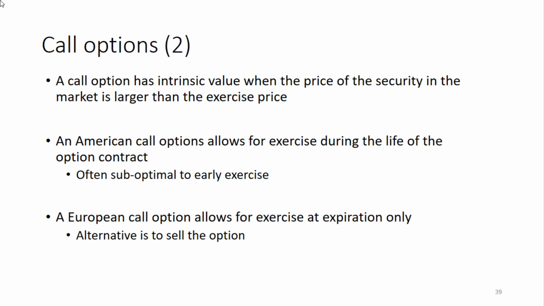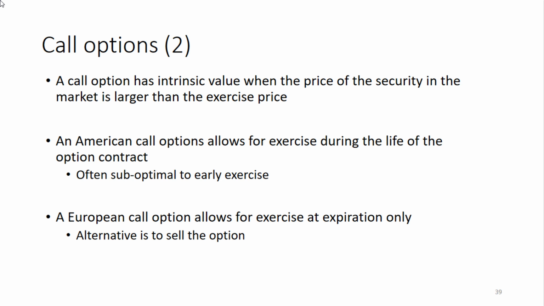Next to that, a call option has intrinsic value, and so the intrinsic value means that, say, if I have the right to buy against the exercise price in the future, but the actual price in the market already is higher, it means that if I were to exercise the option already today, I would benefit from it, so it would be attractive. And that is what we call intrinsic value.